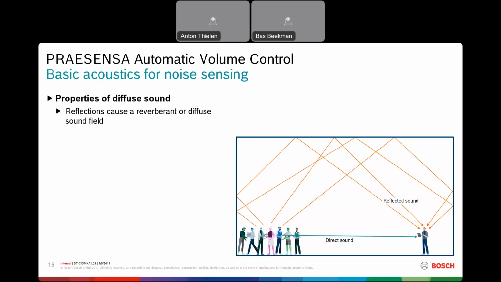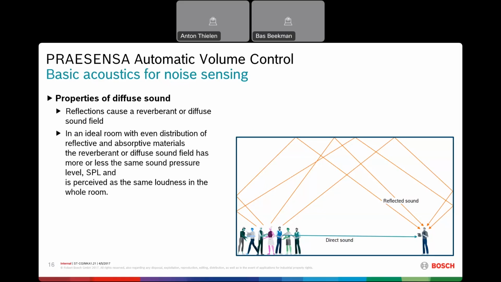For diffuse sound, it's different because you have reflections which cause a reverberant or diffuse sound field. So it comes from all directions. And in an ideal room with even distribution of reflective and absorptive materials, the reverberant or diffuse sound field has more or less the same sound pressure level. So that's perceived as the same in the whole room because it's reflected at all sides. So you will have everywhere about the same sound pressure.